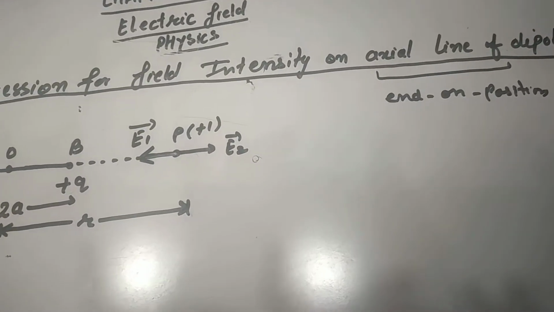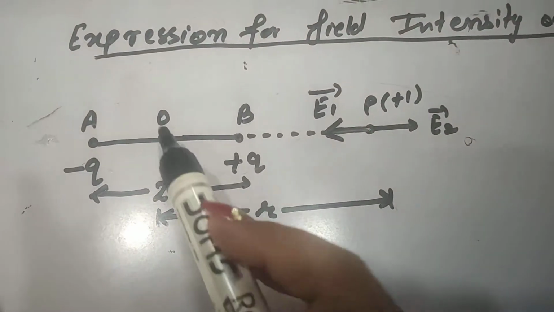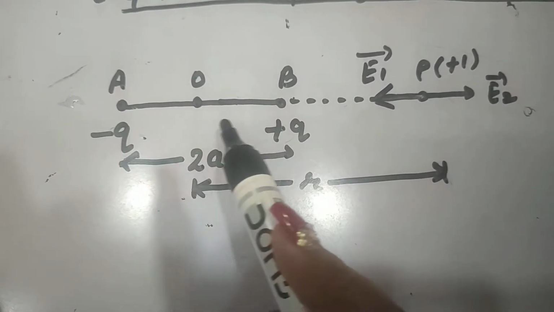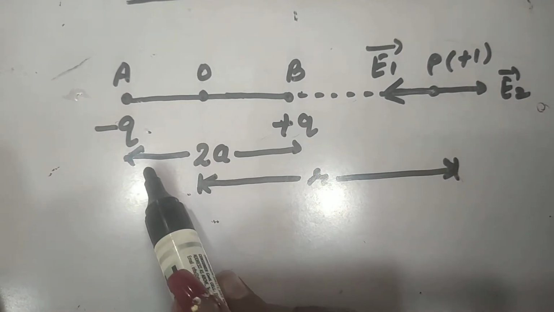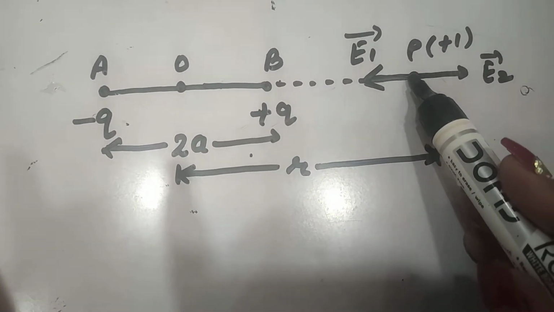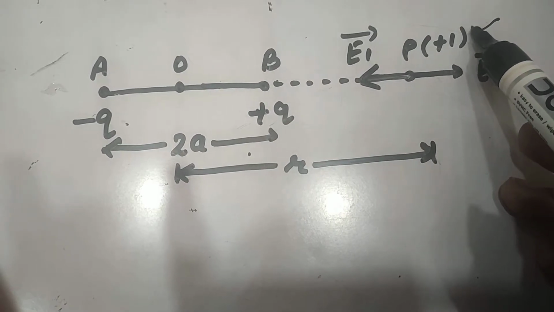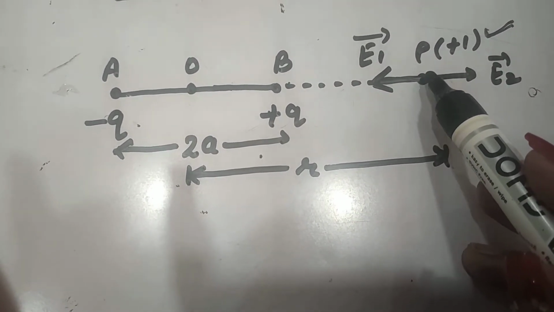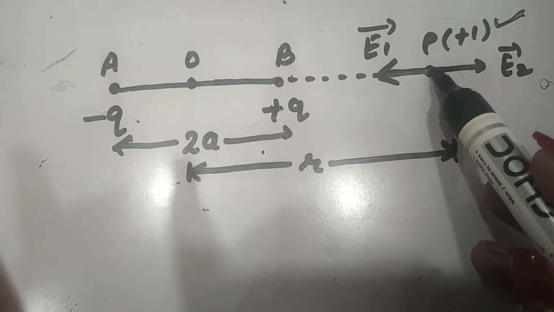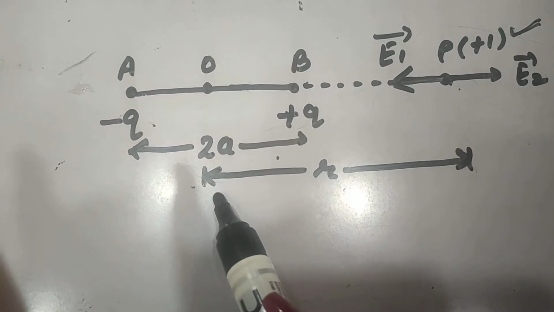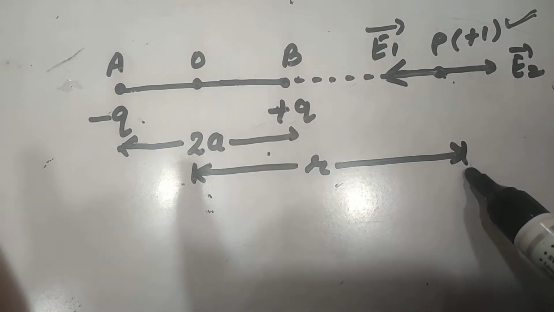Right? For this, let us consider a dipole AB having charges minus q and plus q separated by distance 2a. Let P be the point at which a unit positive test charge is kept, and this is the point at which the net electric field intensity is to be calculated. Let r be the distance of the point P from the center of the dipole.